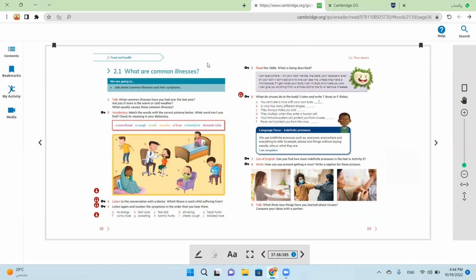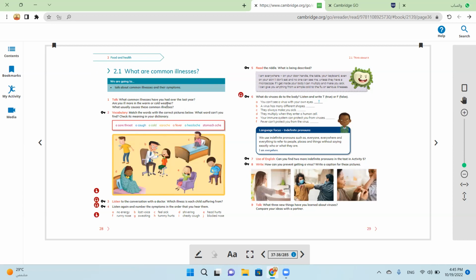What are common illnesses? What are the illnesses that affect our body? What types of diseases affect our bodies? And let's have a list of these common illnesses that we can suffer from on a daily basis. First, a sore throat. Here we can see in the table for vocabulary in activity 2: a sore throat, a cough, a cold, earache, a fever, a headache, stomach ache. So these are the common illnesses.